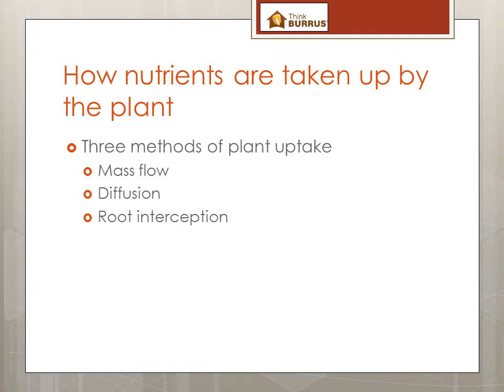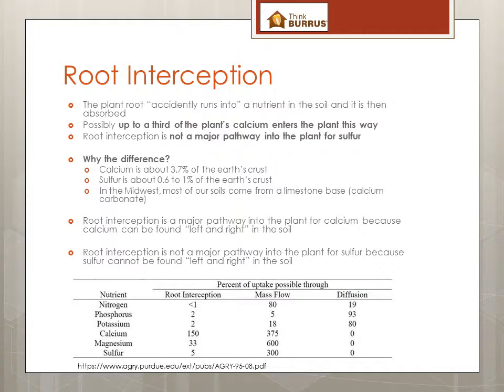There are really 3 ways that any nutrient can be taken into the plant. It can be taken in through mass flow. That's water streaming into the plant and it just kind of comes along with it. It can come through diffusion. We'll talk about what that is. And it can come through root interception. Each one of the nutrients tends to be drawn into the plant by one of these rather than all of these. So let's start with root interception.